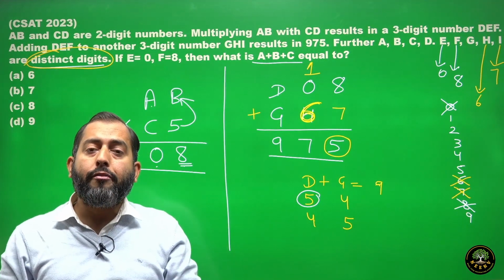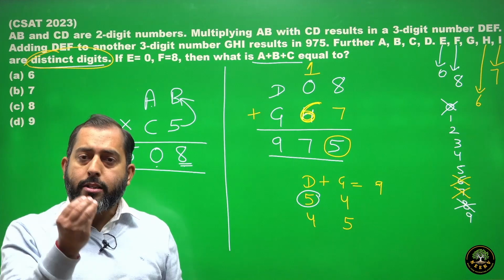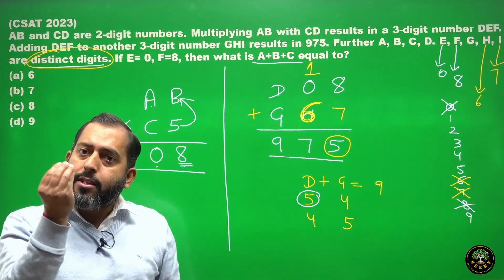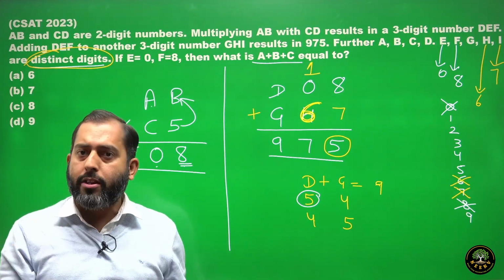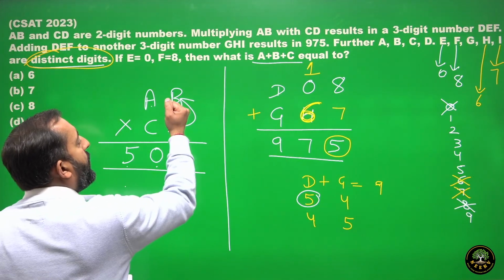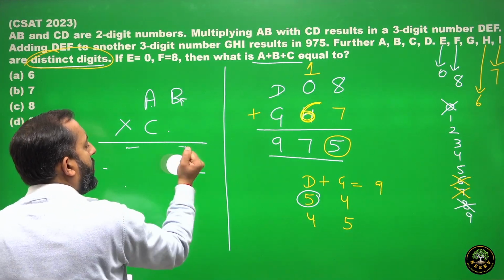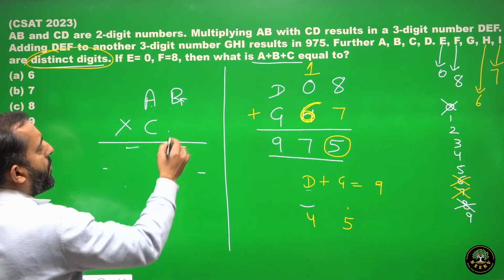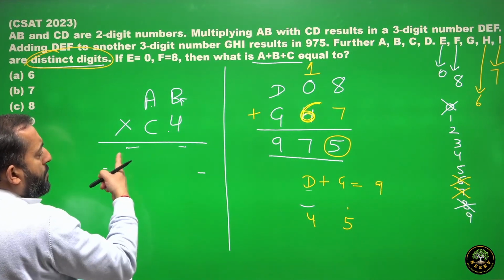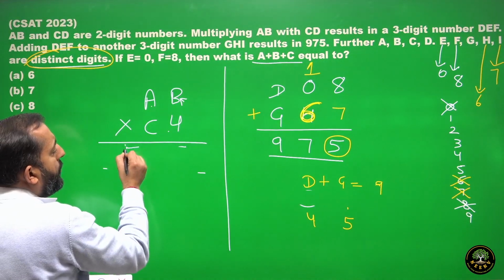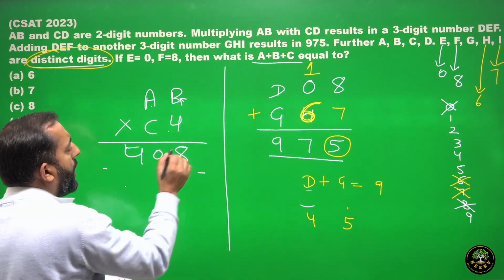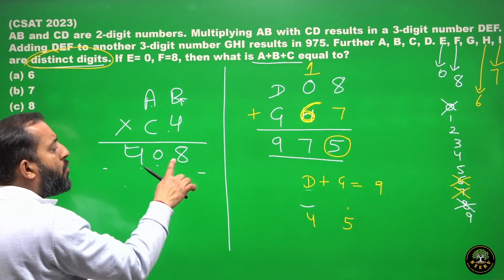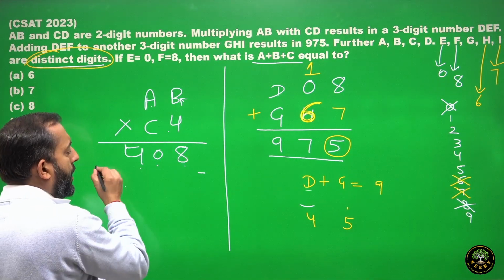In the table of 5, the results have either 0 or 5 in the unit digit. So the value of D cannot be 5. If the value of D cannot be 5, the other possibility for D is 4. So if the value of D is 4, then DEF will become 408, because D is 4, E is 0 and F is 8.